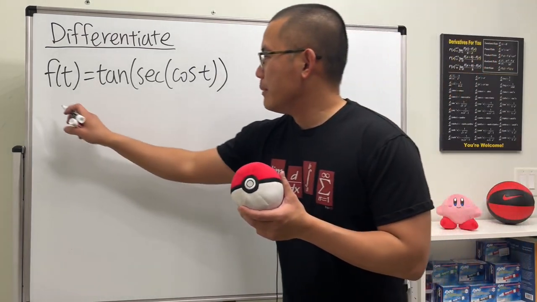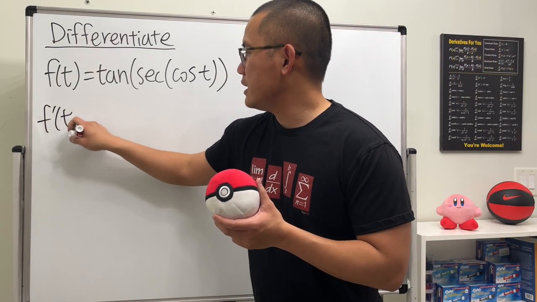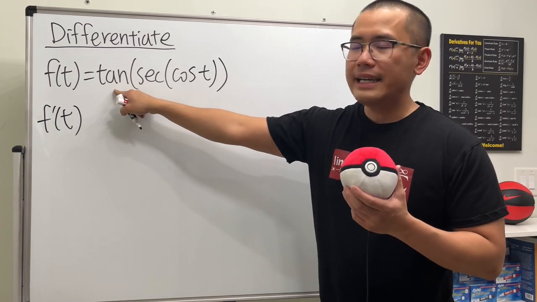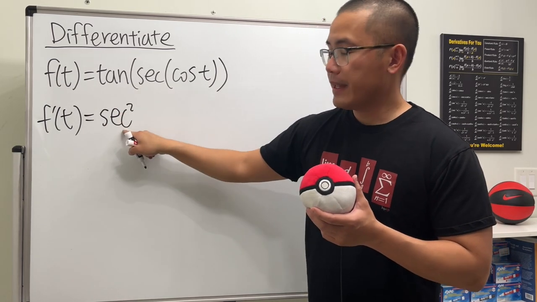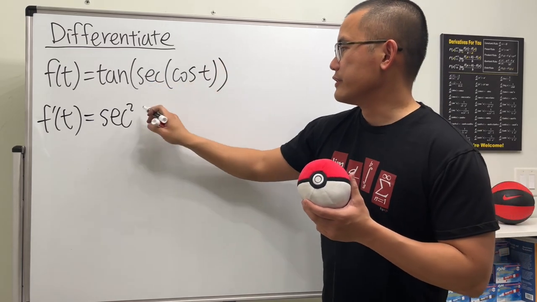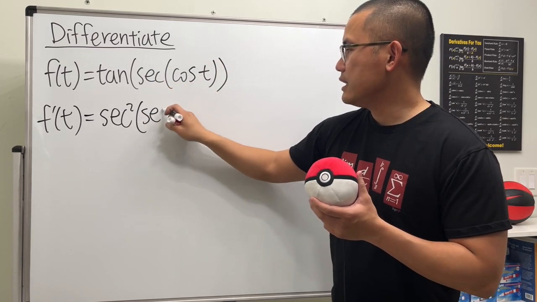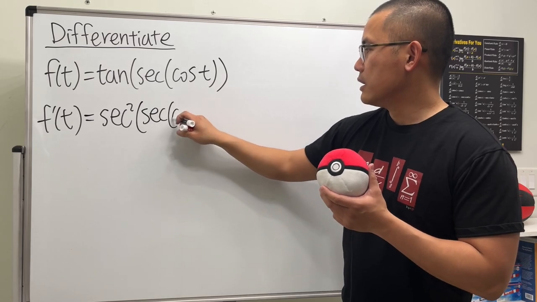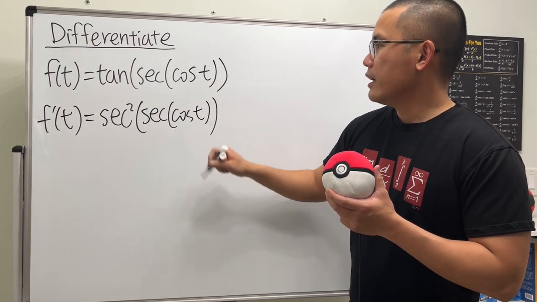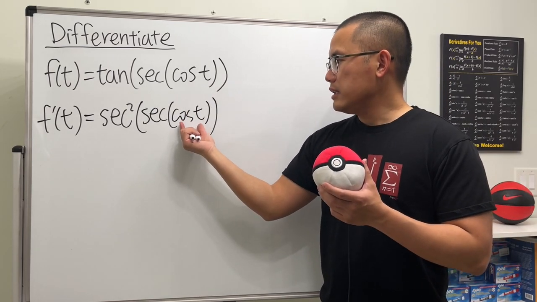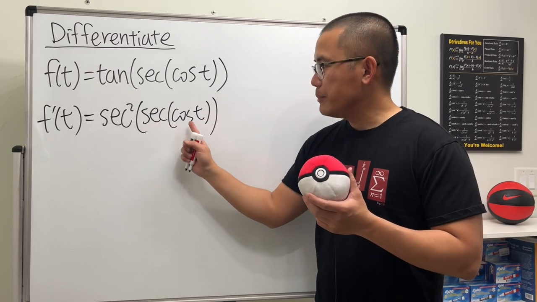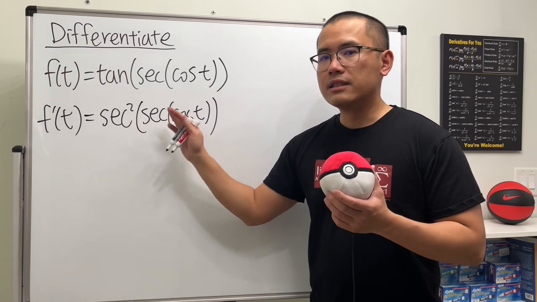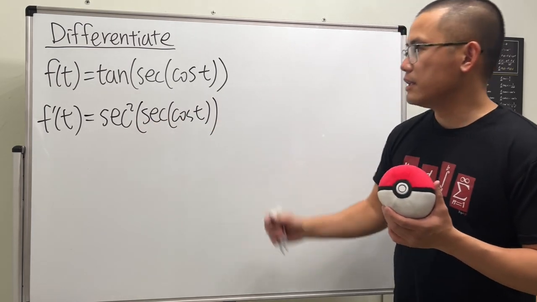So here we go. I'm just going to write down f prime of t. We start with the very outside. The derivative of tangent will give us secant squared, and then this input stays the same, so we'll just keep it. Here we have the secant and then of cosine t. And keep in mind, the cosine t is inside of the secant, so they do not cancel out. This is the input of secant. It's not secant t times cosine t, all right? So just keep it as it is.